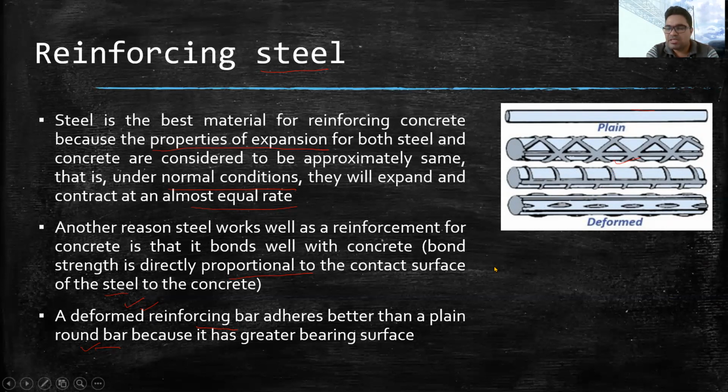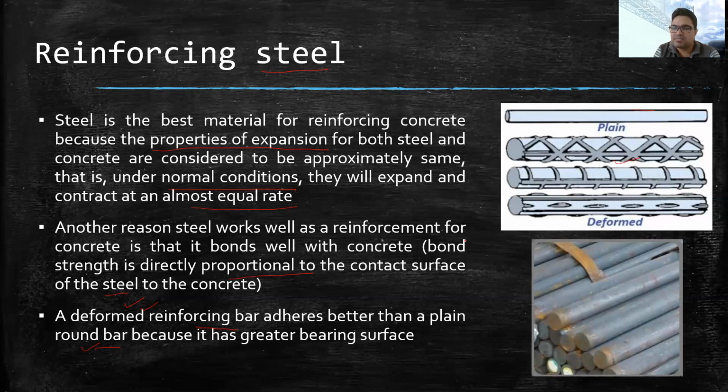Plain bars are generally not used nowadays, but they look like this. In the early times, these bars were used, and the strength of these plain bars is also less as compared to the deformed bar. They have better strength, but ductility of the plain bar is more as compared to the deformed. We will see that in the next slide.